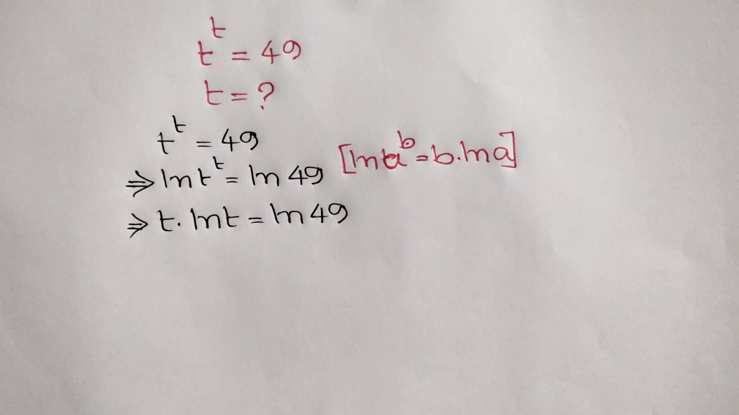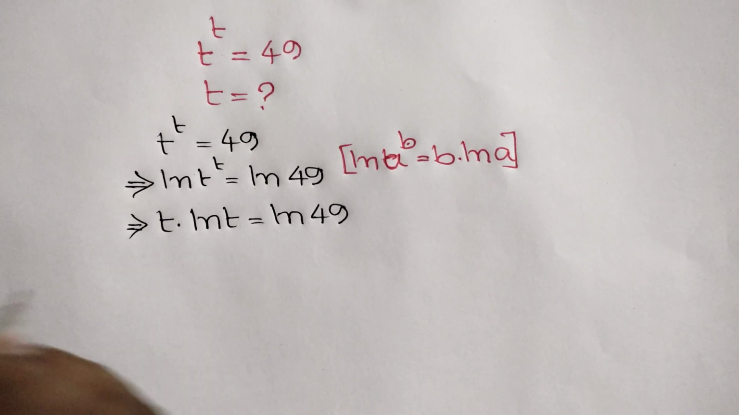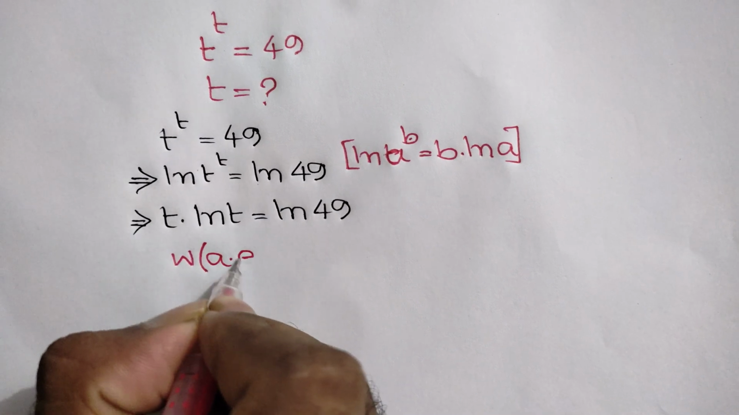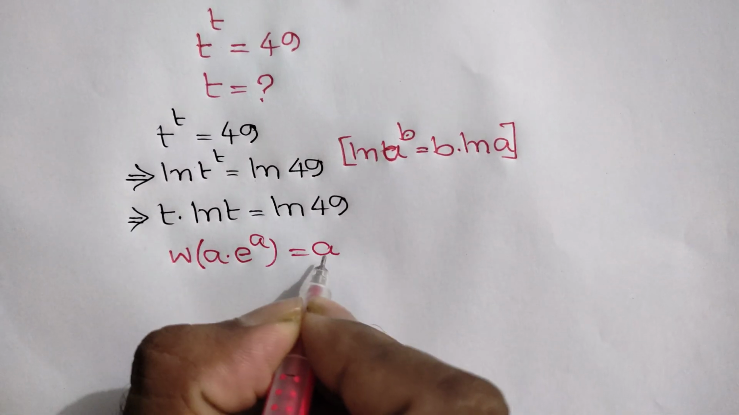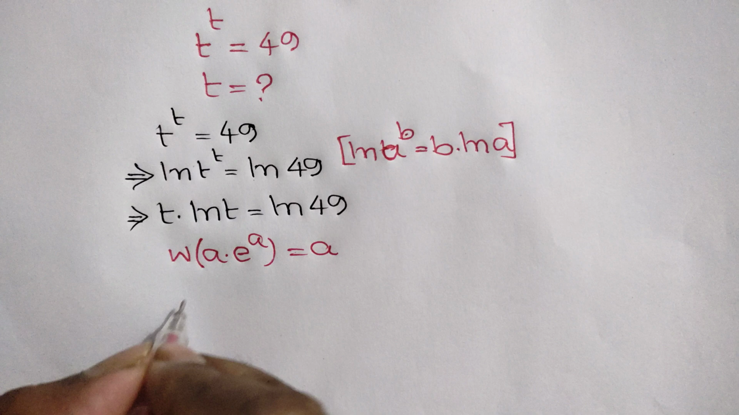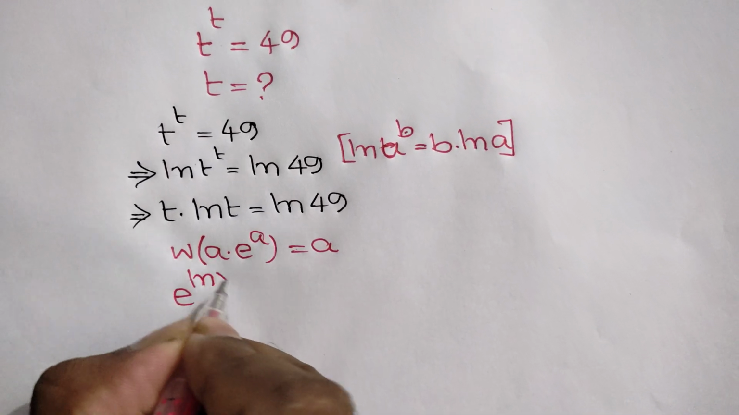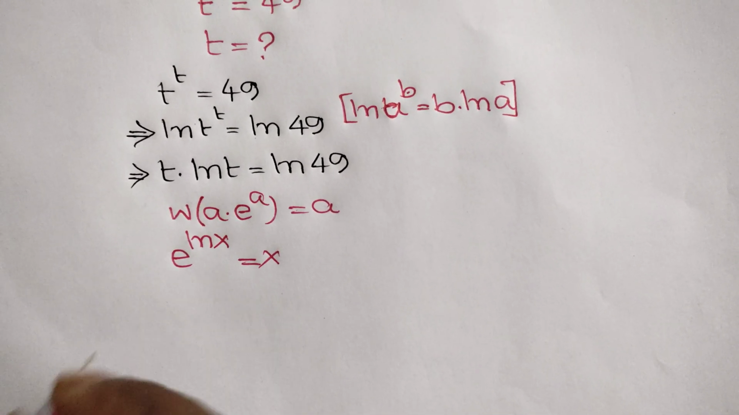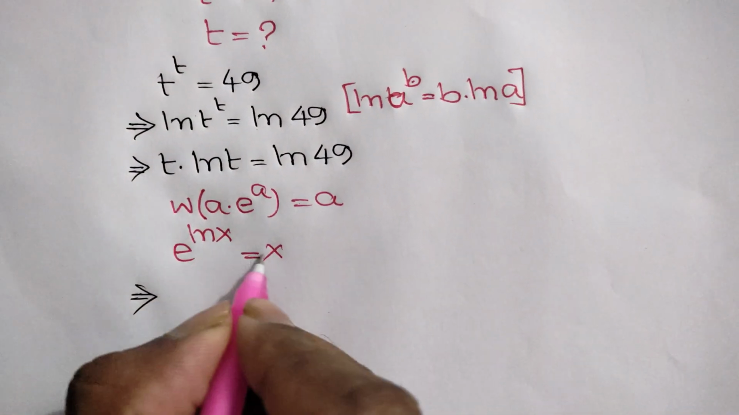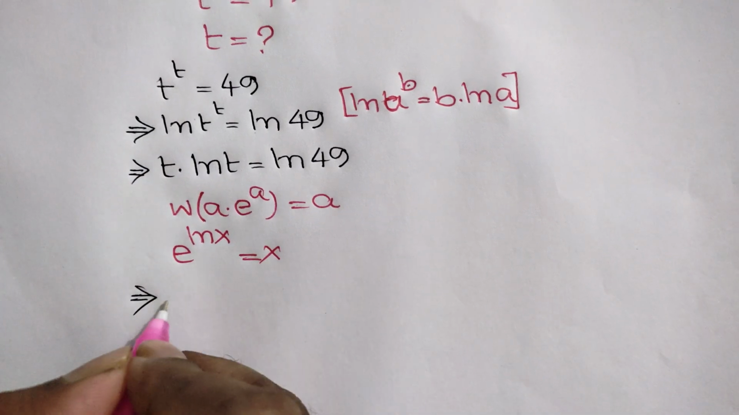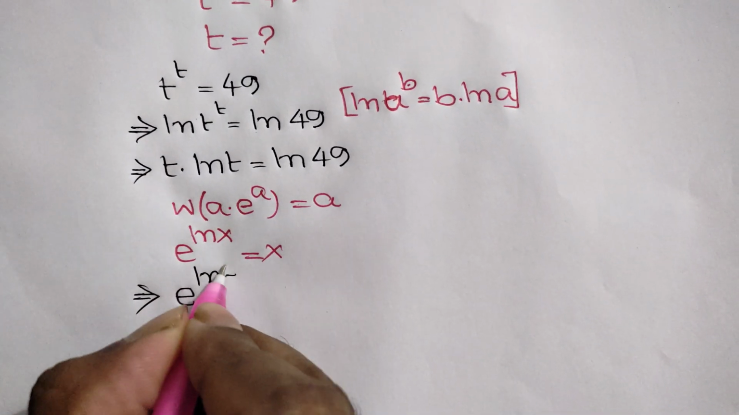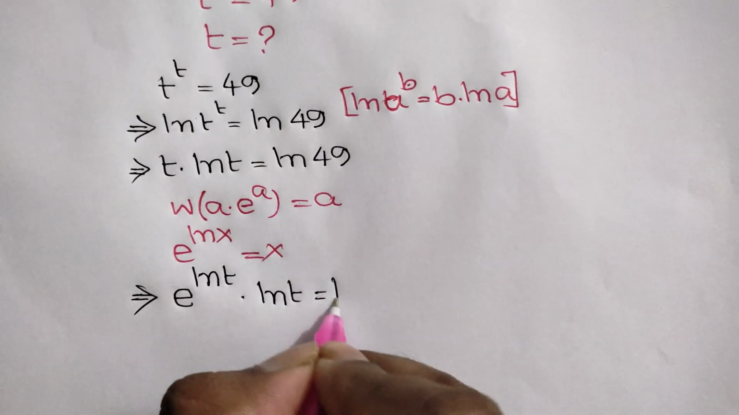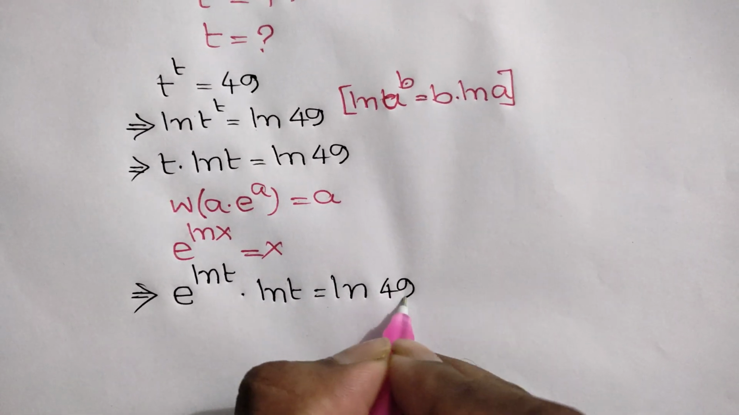Here we can use the Lambert W function. We know that the Lambert W function W of a times e to the power a is equal to a, and again we know that e to the power ln of x is equal to x. So applying this formula, this t can be written as e to the power ln of t, times ln of t is equal to ln of 49.